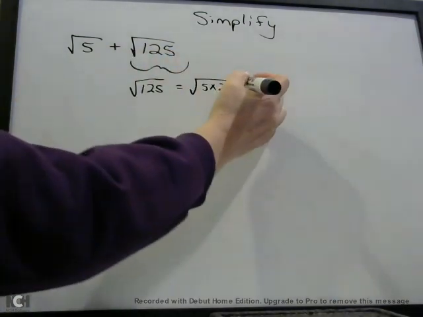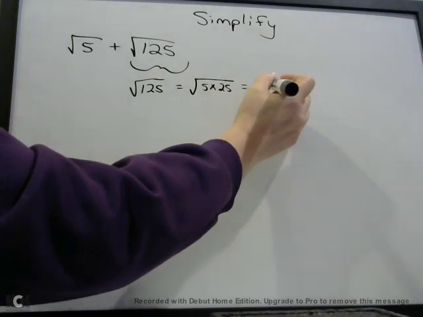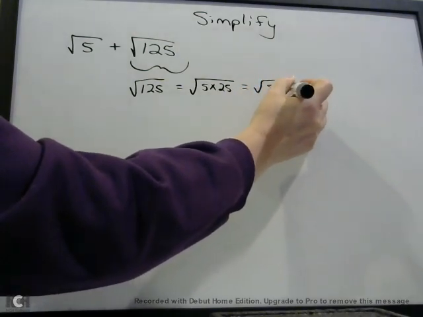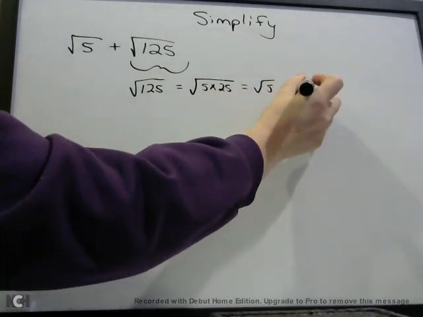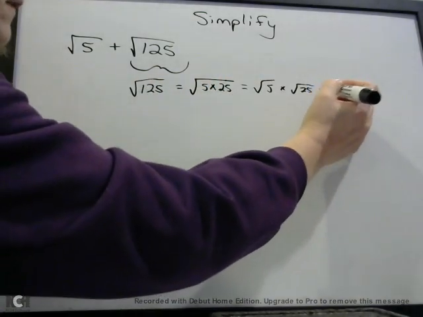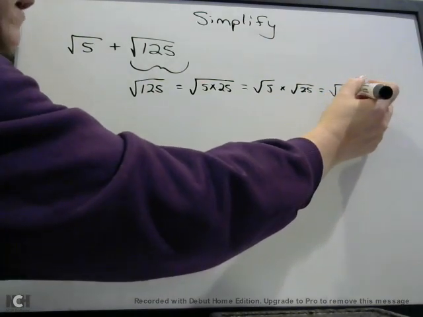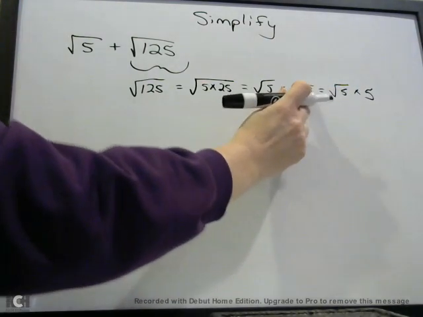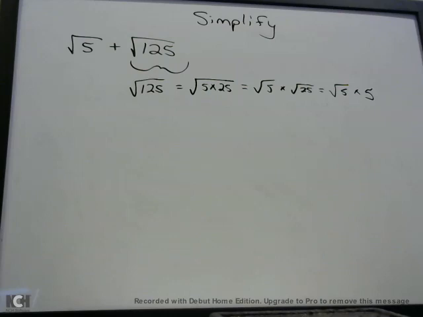So now we can break this out. Square root of 5 times the square root of 25, because we instantly recognize that 25 is one of those that we have memorized. We know what the square root of 25 is, that it's 5. So we have the square root of 5 times 5, because the square root of 25 is 5.